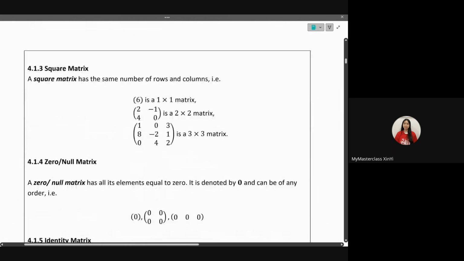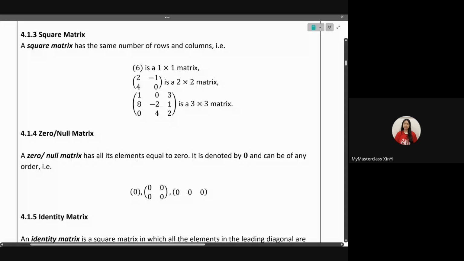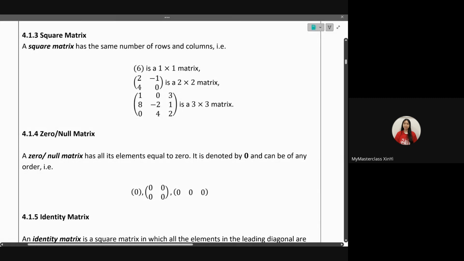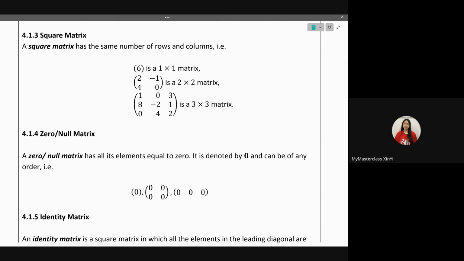Now comes this part over here, a square matrix. Like what we know about a square, a square should have equal sides, correct? So when we talk about a square matrix, basically it should have the same number of rows and columns, the same number of entries in rows and columns. So that means your order would be an n times n matrix, where n is just some number.